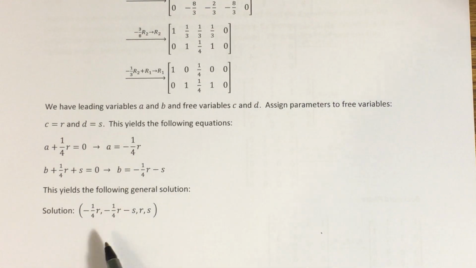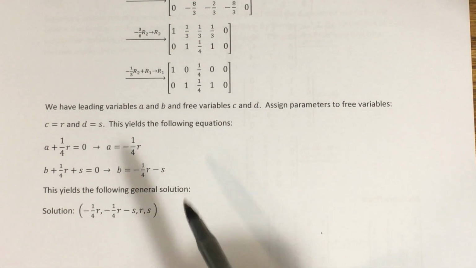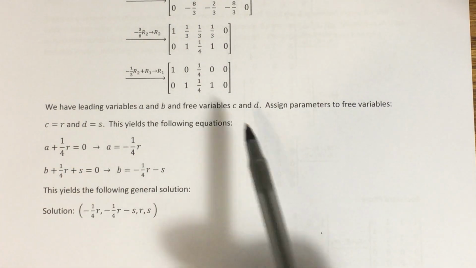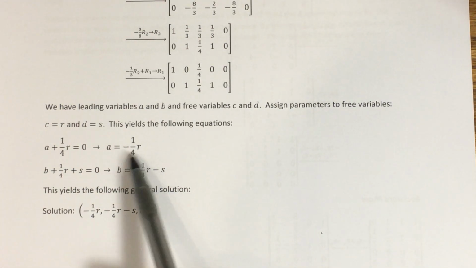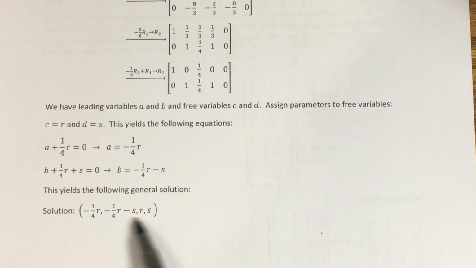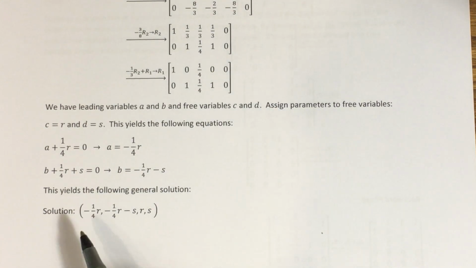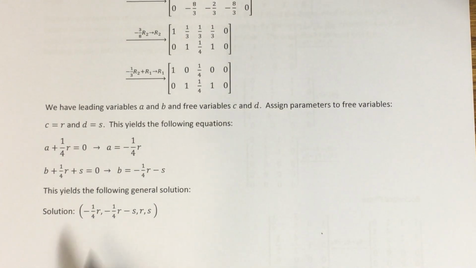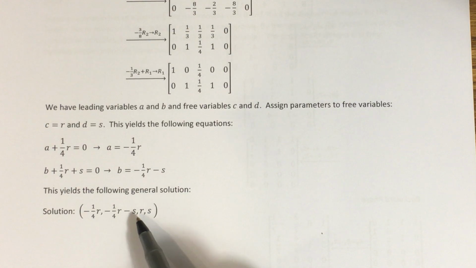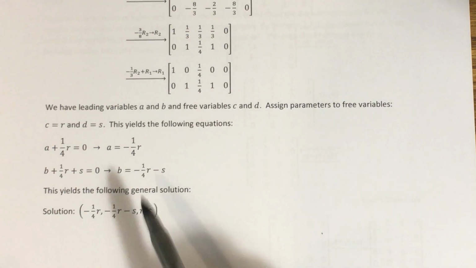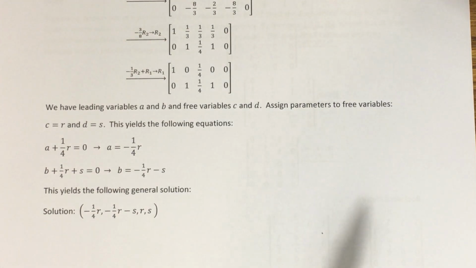So the next step, or the final step really, is to represent this as an ordered four tuple. So A, B, C, D, I put my solutions for A, B, C, and D into an ordered four tuple, and this is what I get. Okay? And again, remember the way that you use a parametrized solution set is you pick any number that you want, plug it in for R, take any other number that you want, plug it in for S, and the result is guaranteed to be a solution to the original system.